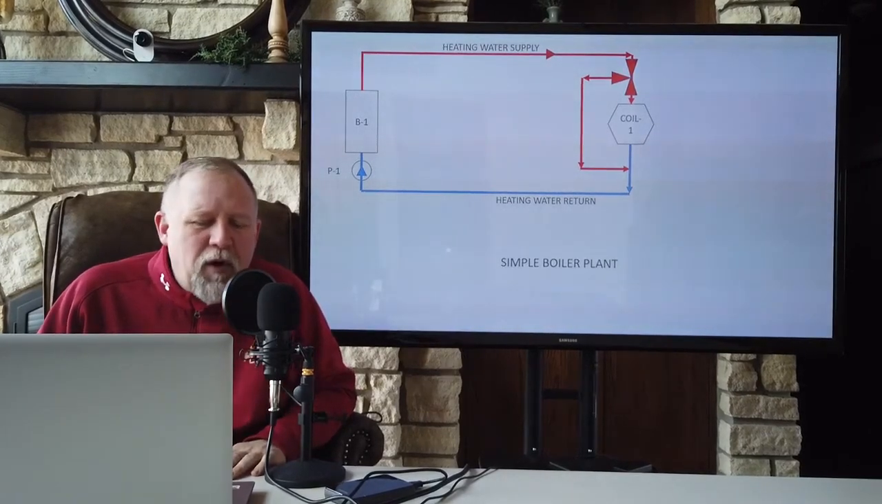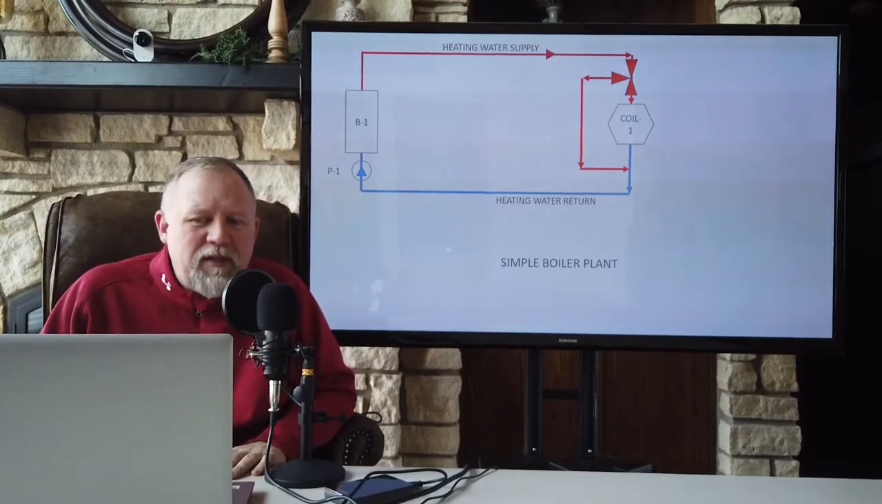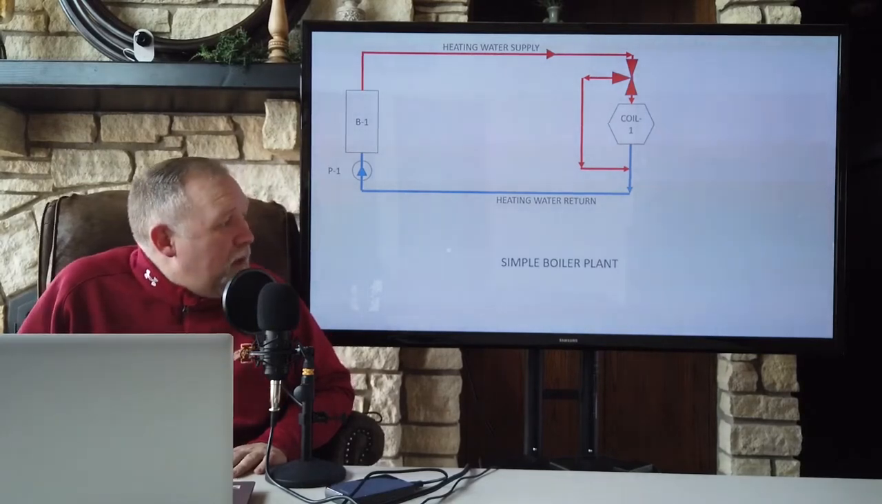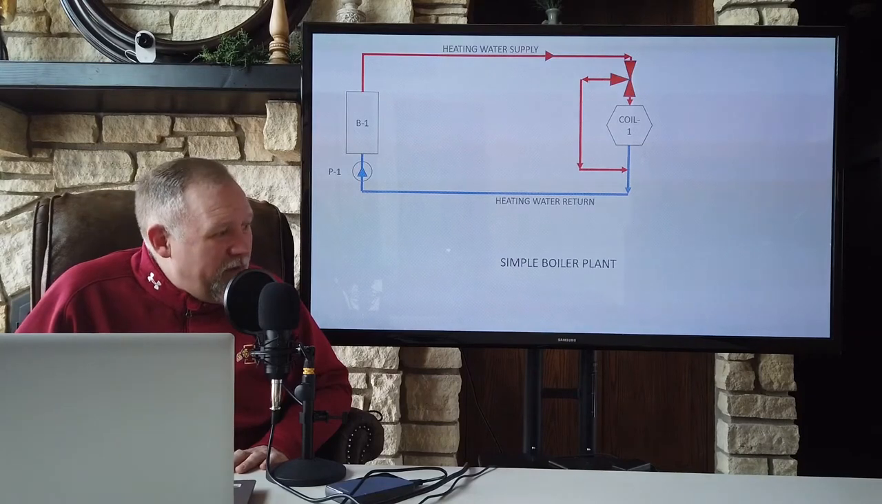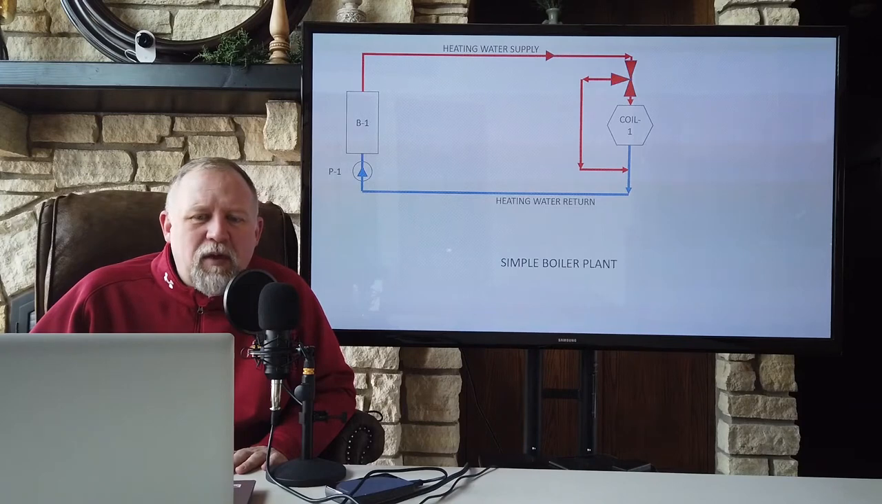Let's take an example building. Let's use Merle Hay Mall. I used to be their engineer and review all their systems, and they originally had a system like this when the mall was built. In other words, they pumped all the water needed all of the time. And think about how large of a building Merle Hay Mall is.